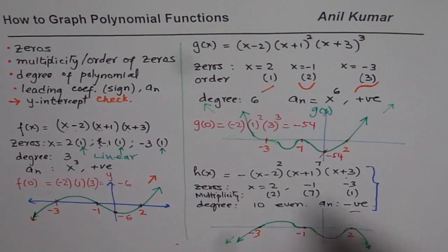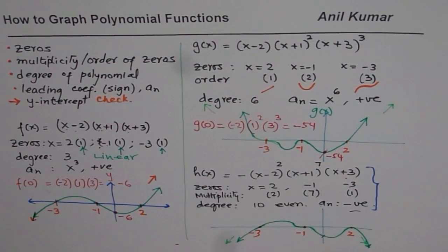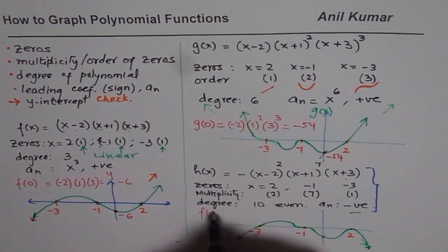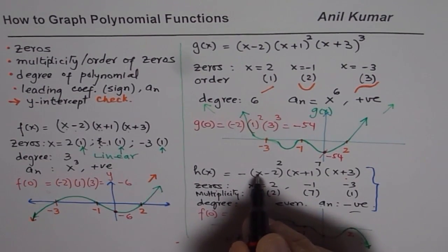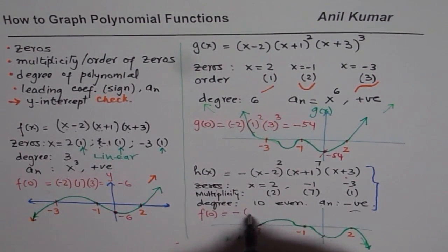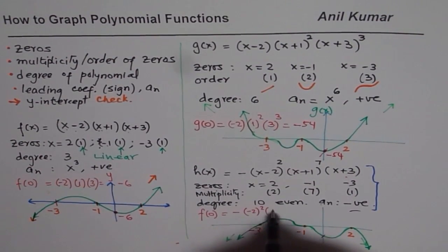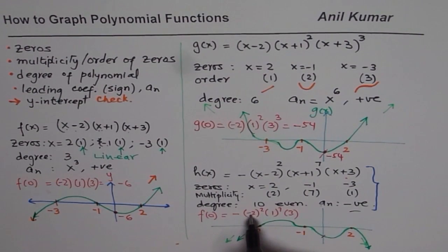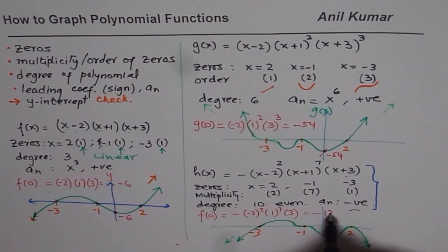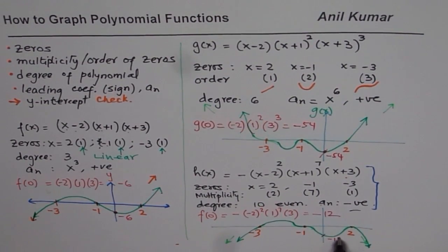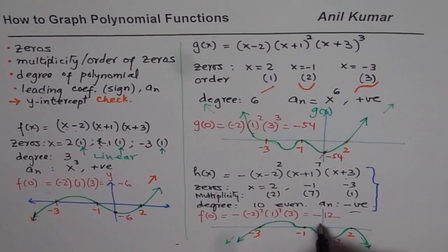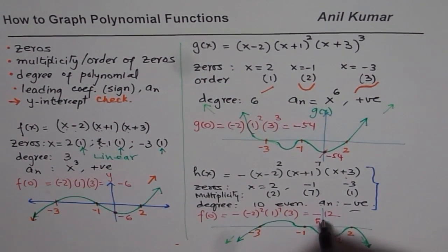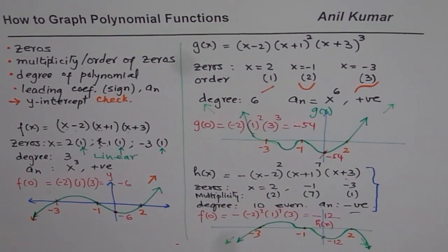As you know, we can now write down our y-intercept. So what is the value? Y-intercept, f of 0, substitute 0 here: minus 2 whole square times 1 to the power of 7 times 3. Minus 2 whole square is plus 4, but this negative will give us negative. 4 times 3 gives us 12. So that is minus 12 for us. So that particular function is h of x. And that is how you're going to sketch.